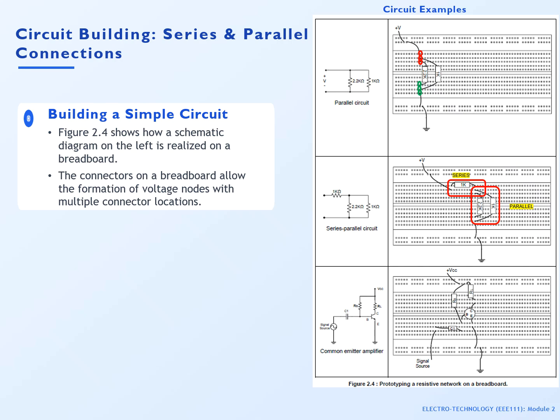Finally, the common emitter amplifier circuit. The transistor is placed across the center gap with its base, collector and emitter on separate rows. So the collector connects to the positive VCC through a resistor, the emitter to ground through another resistor, and the base receives the input signal through a capacitor. Hence, this forms a common emitter amplifier for studying signal amplification.